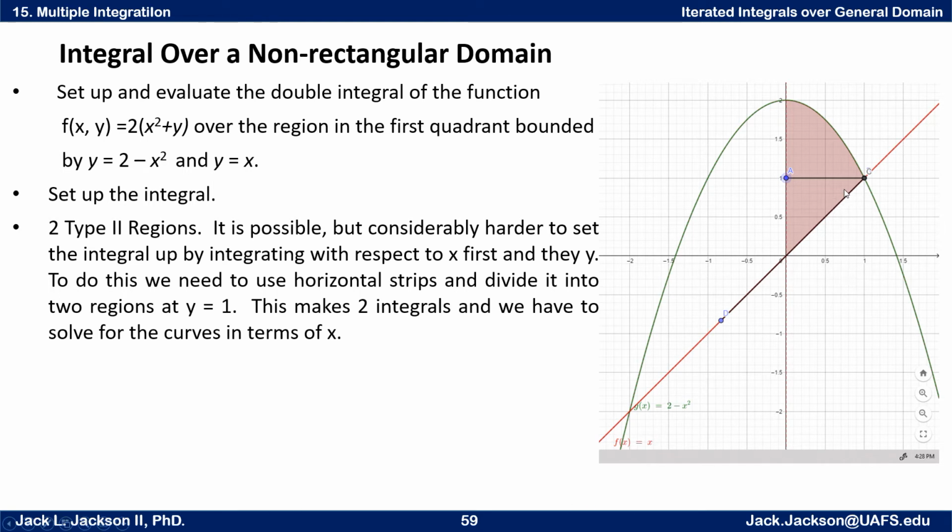But if you look, the left or lower end point of our horizontal strip is always on x equals 0, but the top of the strip depends on where you are, whether you're above or below y equals 1. So we're going to have to break this at y equals 1 into 2 regions. Now each of the two regions is a type 2 region.